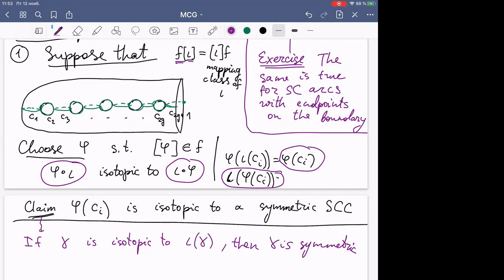A priori, it could be the following situation: if we take gamma and iota of gamma, then they are isotopic. But why is there a representative of gamma which is symmetric as a set? It may not be so obvious, but it actually follows immediately from the following observation. If we look at this surface, then of course it has a hyperbolic metric, a symmetric hyperbolic metric.